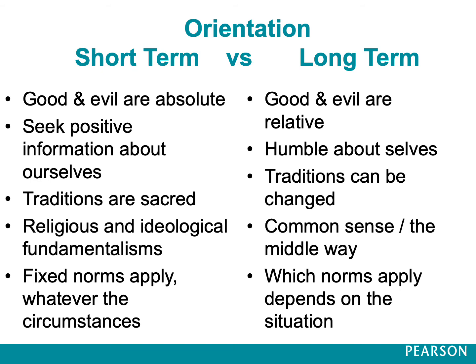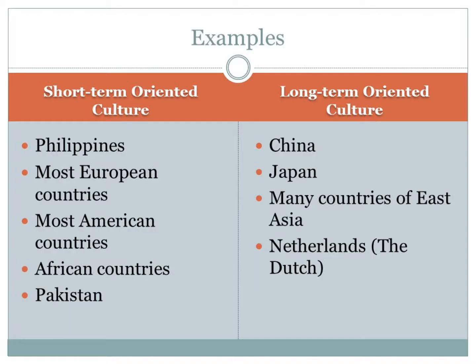Where do you think the U.S. and its trading partners tend to land on the continuum? Short-term cultures are Philippines, most European countries, most American countries, African countries, and Pakistan. Longer-term oriented cultures: China, Japan, many countries of East Asia, and the Netherlands.